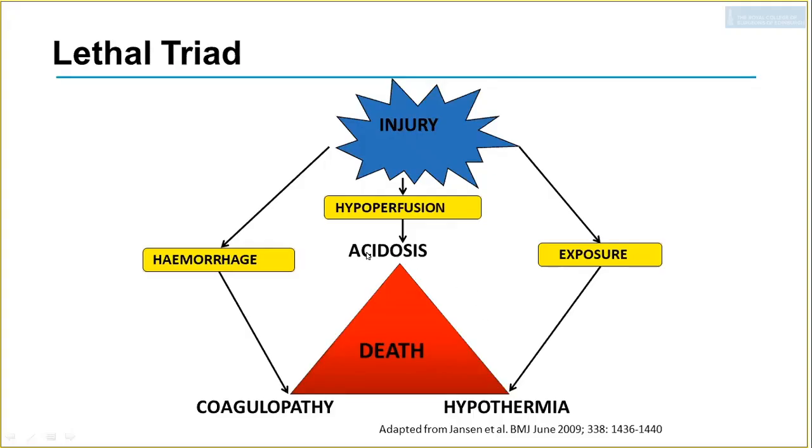This all then leads to this sort of triad of death, which is well known in trauma circles, okay? You become acidotic, you become coagulopathic, you become hypothermic, and once you enter this sort of spiral, it's very, very difficult to get your patients out of it, okay? You've got to actively intervene to break that spiral, right? And that's the whole point of damage control surgery, damage control resuscitation. We're trying to address these three areas.